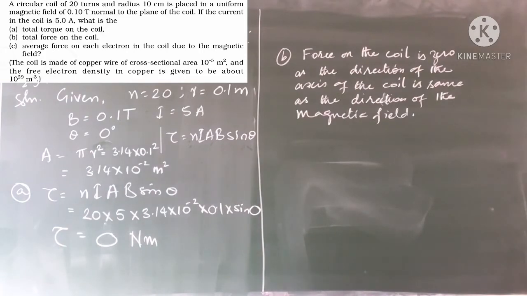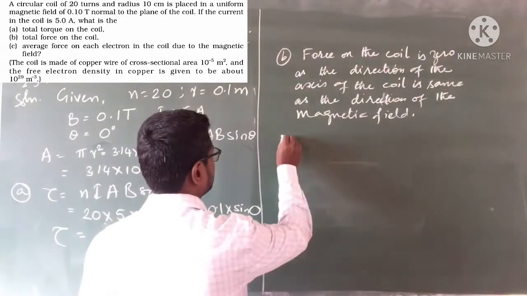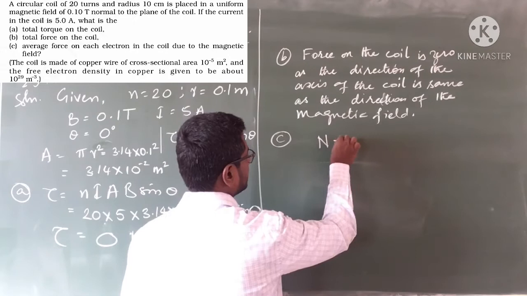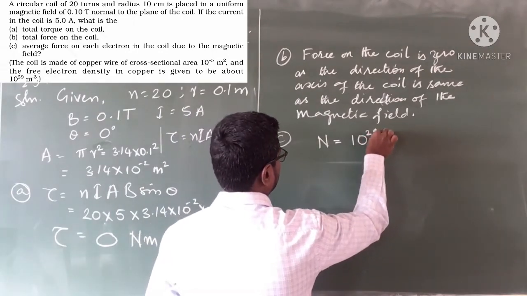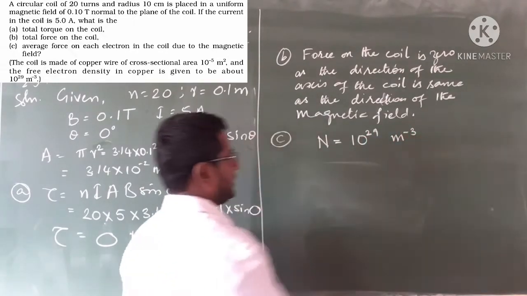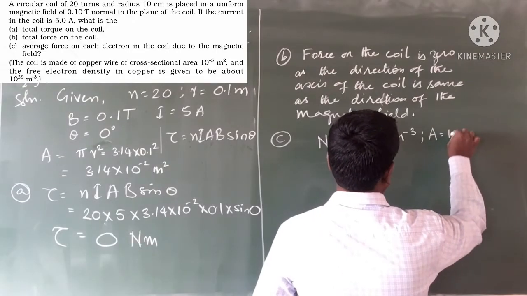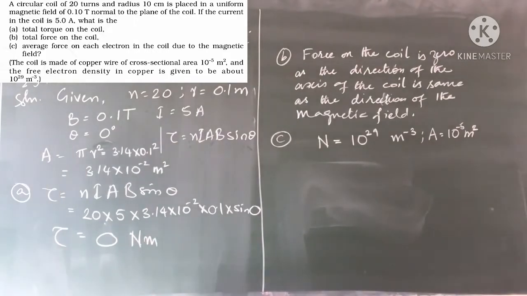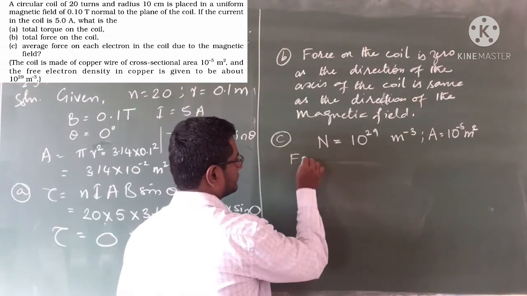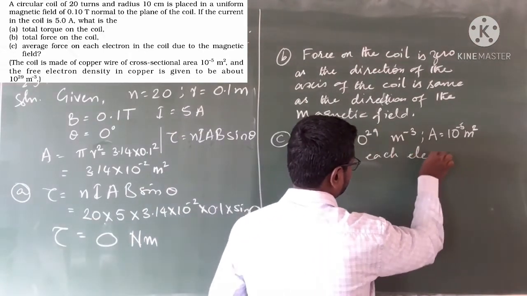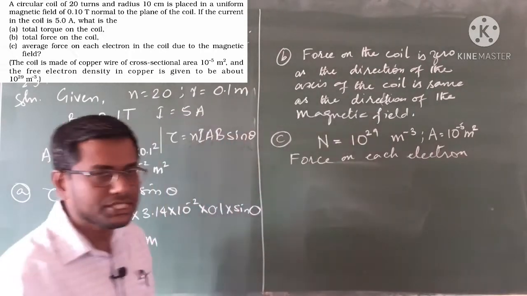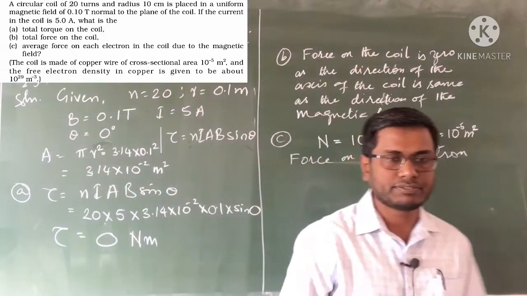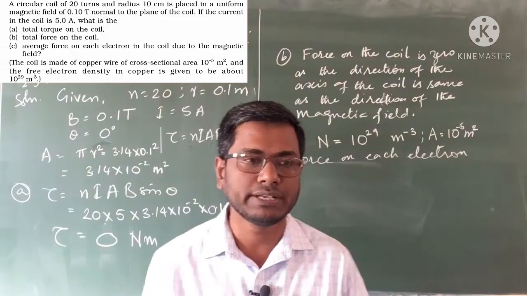Now coming to the third part, we need the number of electrons. That is given in the question. I can take it as N is equal to 10 to the power of 29 per meter cube. A is equal to 10 to the power of minus 5 meter square. So that is the given data in the question. Now for the force on each electron. Force on each electron means it is going to follow from the equation of force on a moving charge.